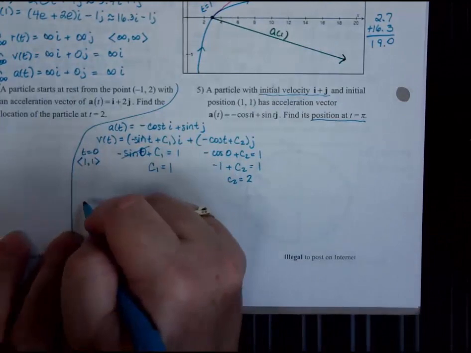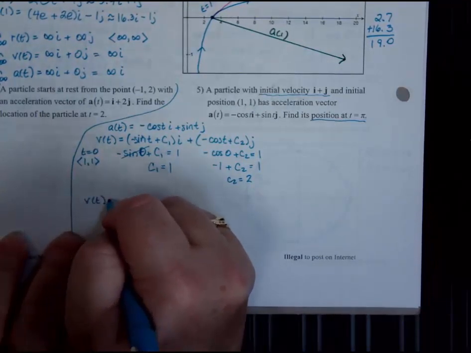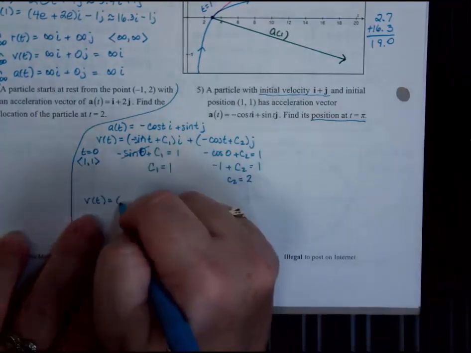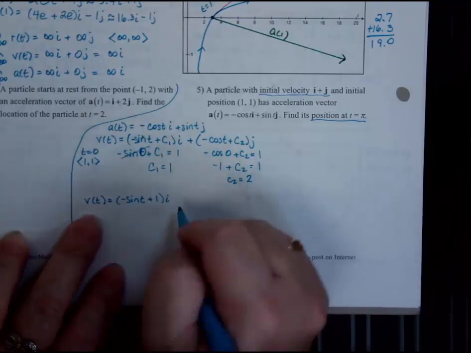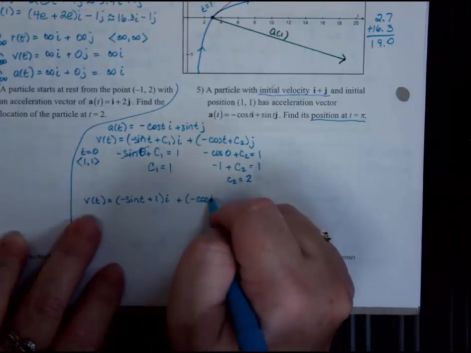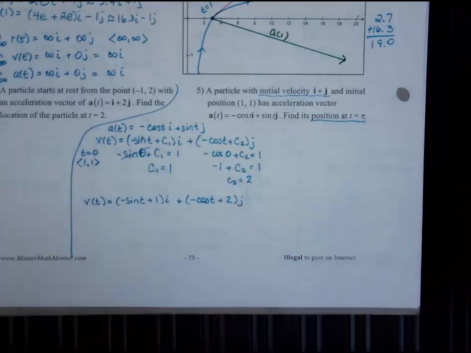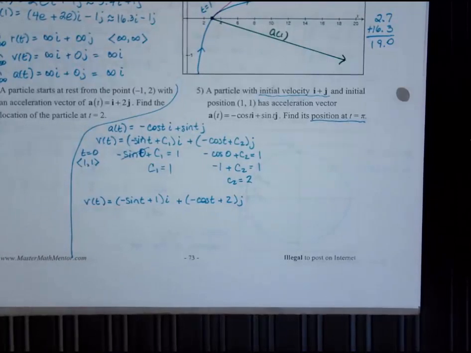So we're going to rewrite v of t with those constants in it. Negative sine t plus 1 i, plus negative cosine t plus 2 j. I just plugged in those two numbers I just found. So now we have the exact velocity vector. What do you think I'm going to do now to find the position? Take the antiderivative again, exactly the same thing one more time.